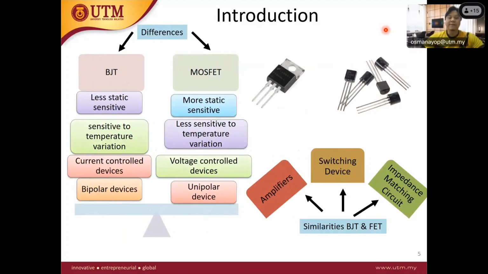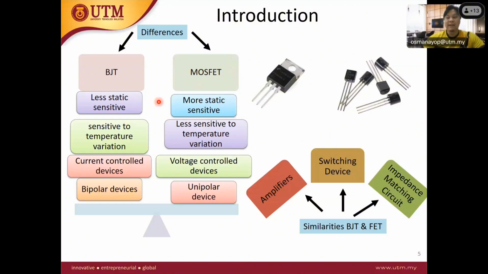The few differences between the BJT and MOSFET you need to know are in terms of the operations as well as other electrical or physical behavior. First, when we compare with the BJT, MOSFET is more static sensitive, while BJT is less static sensitive. When we talk about static, it basically refers to the outside charge.